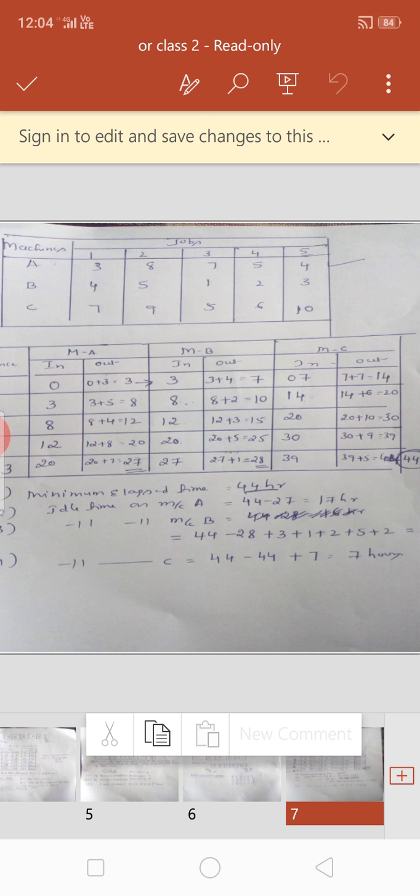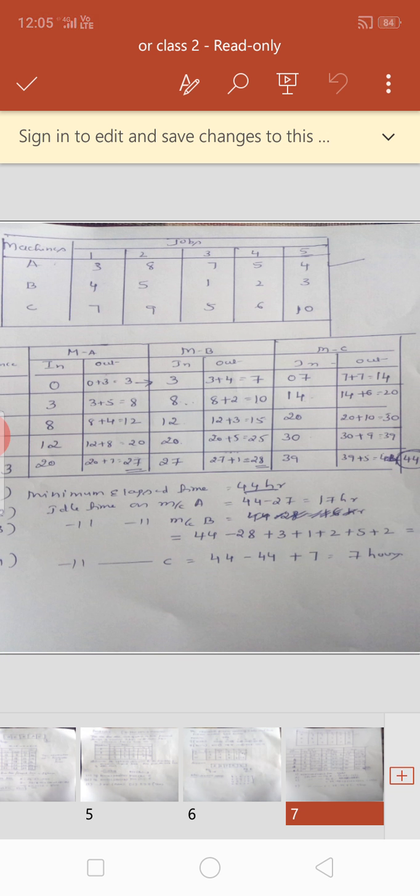Similarly, you go for machine B. There is no idle time here, that's why I have not taken idle time here. Then 44 is the total elapsed time minus 28 hours for the total duration of processing, plus the idle times, that you need to subtract from the total run time. That will give us 29 hours. How did you get 29 hours? 44 total run time minus 28 hours is the processing time for all the jobs to be done on machine B, plus 3 hours is idle time, because for receiving the first job on machine B, it has to wait for 3 hours. That's how I have written 3 hours.